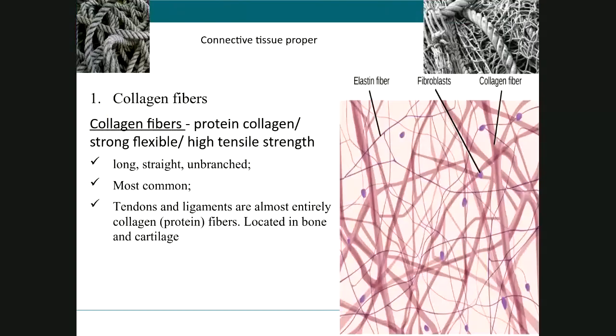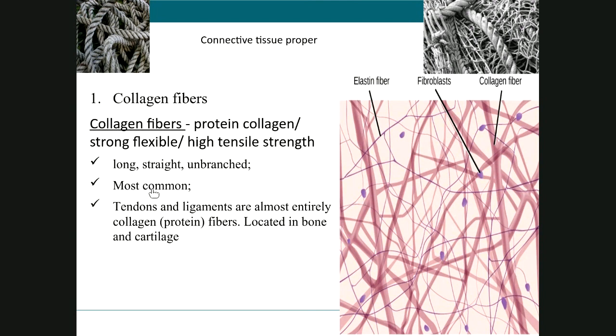So let's look at these fibers in greater detail. Collagen fibers, if we look at a histological slide, will appear thicker. They're generally straight and unbranched. They're made up of a protein collagen, and they make the tissue very strong and flexible, providing tensile strength. So what does tensile strength mean? Again, that you could pull on it and it won't tear.